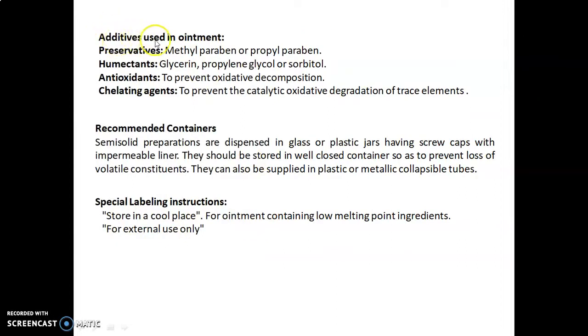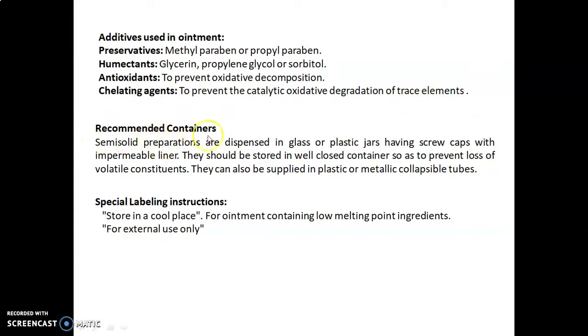Let's discuss the additives used in ointment: preservatives such as methyl paraben or propyl paraben; humectants such as glycerin, propylene glycol or sorbitol; antioxidants, which are used to prevent oxidative decomposition; and chelating agents, which are used to prevent the catalyzing of oxidative degradation by trace elements. Examples of antioxidants are BHA, butylated hydroxyanisole, or BHT, butylated hydroxytoluene. In case of chelating agents, the best example is EDTA, ethylene diamine tetraacetic acid, which is also known as a sequestering agent.